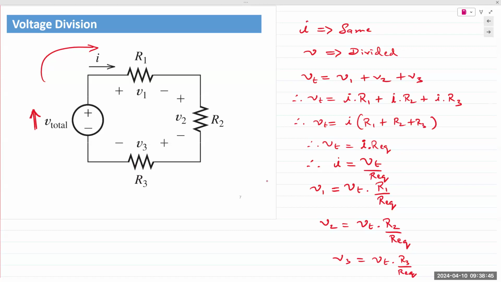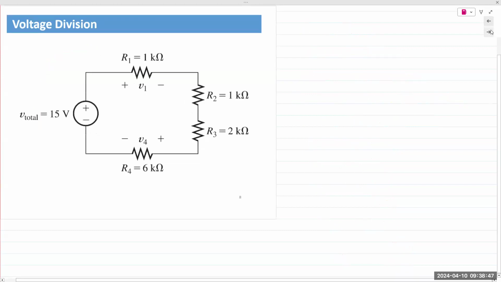But let's look at an example. Four resistors in series: 1, 1, 2, and 6. REQ as seen by the voltage source.